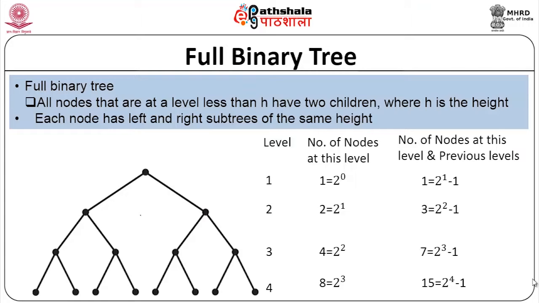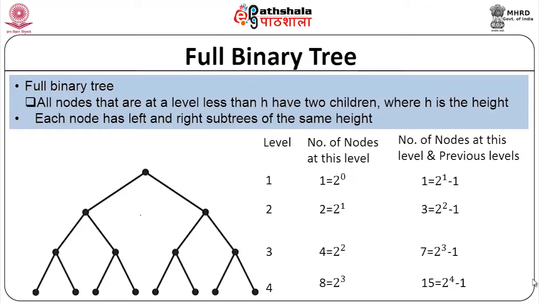At level 1, the number of nodes is 1, because it is 2 to the power of 0. At level 2 it is 2, at level 3 it is 4, and at level 4 it is 8. So the number of nodes in the levels up to each height will be 1, 3, 7 and 15. Those are the numbers of nodes you will have.